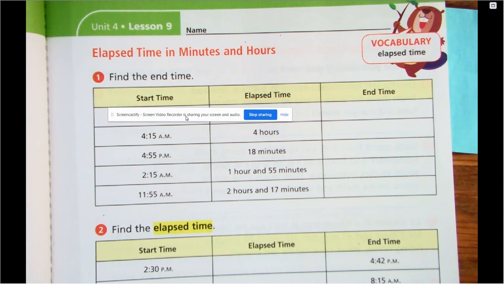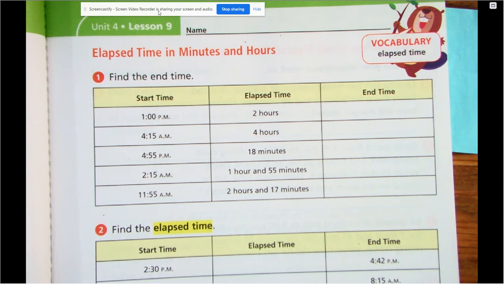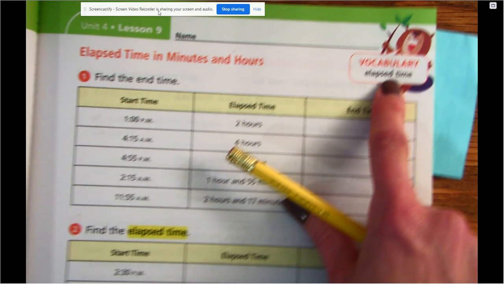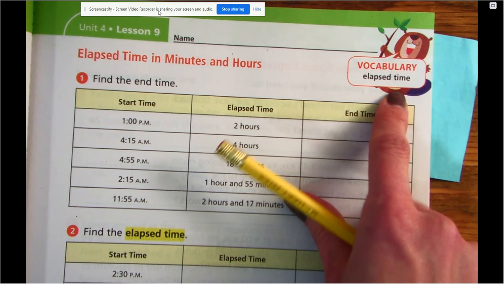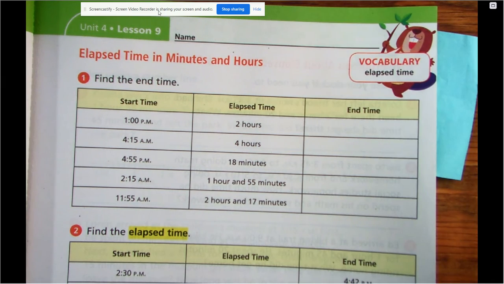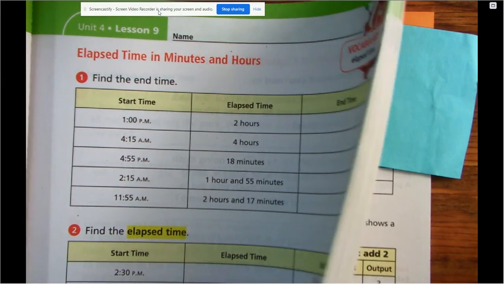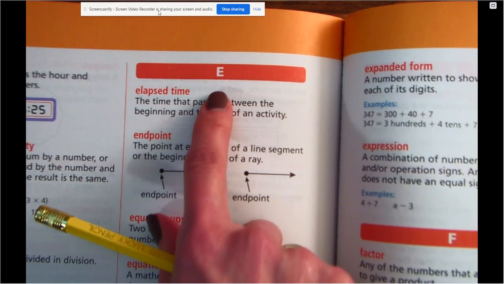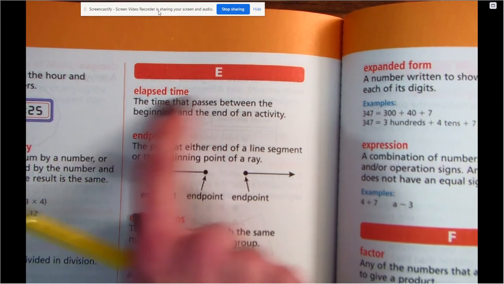We're going to talk about what elapsed time is. And you'll notice that's in our vocabulary beaver right here. Elapsed time, I can go back to my glossary at the end of my student journal and find elapsed time. Right? It's just like a dictionary. It's going to tell me what that means.